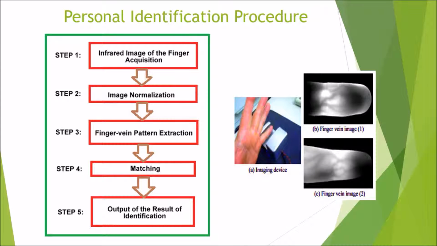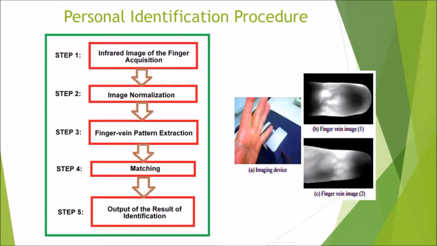It is the acquisition of infrared image of the finger. A special imaging device is used to obtain the infrared image of the finger as shown in figure A on the right. Figure B and C are examples of the captured images. Normalization of the image is given as the location and angle of the finger in the image require some form of normalization, since these qualities will vary each time.